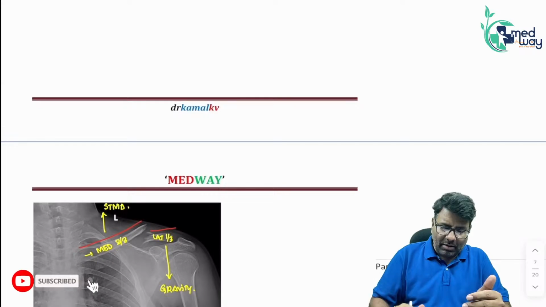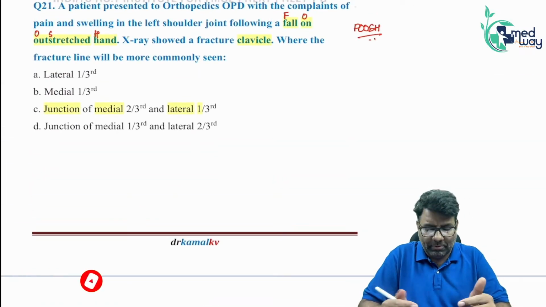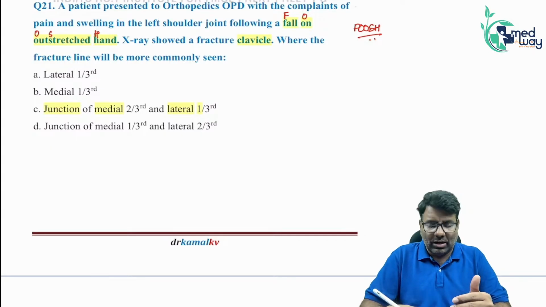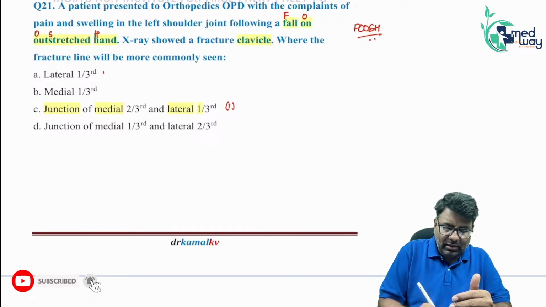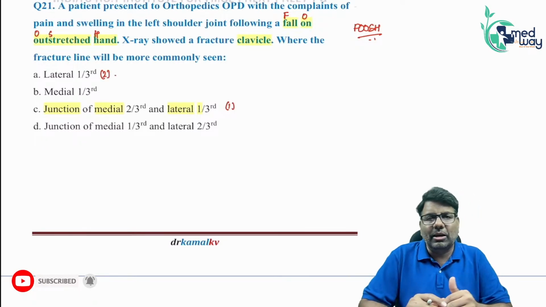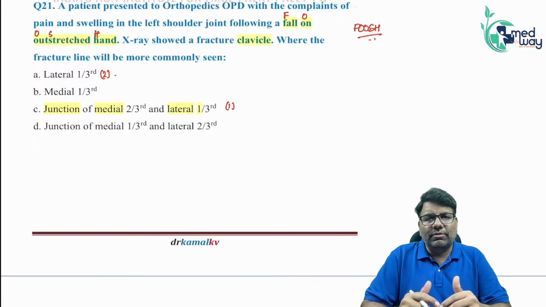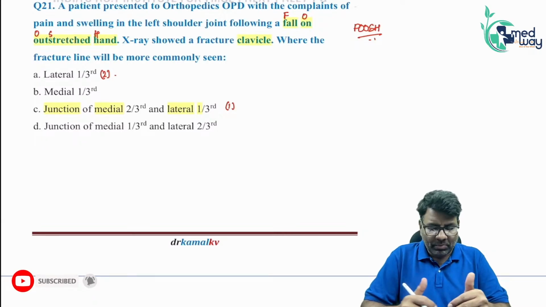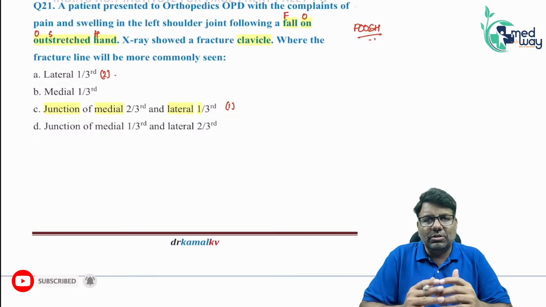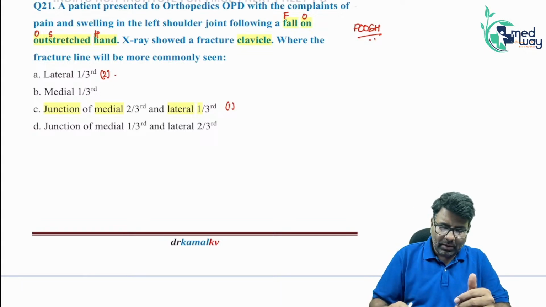Now, in some MCQs, we don't have the option of the junction of the medial two-third and lateral one-third. In such cases, what to answer? So this is obviously our first choice, but if it is not given in the examination, then you can think of the lateral one-third. So this is the sequence of the frequency of the fracture. The junction of the medial two-third and lateral one-third is the most common, followed by fractures of the lateral one-third of the clavicle.